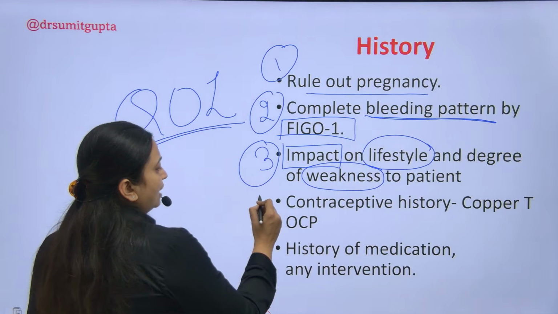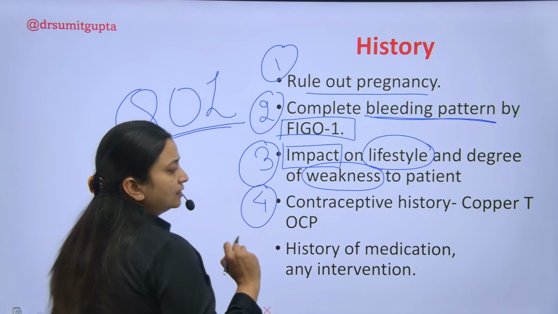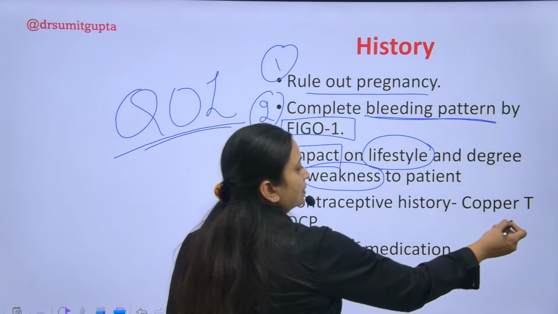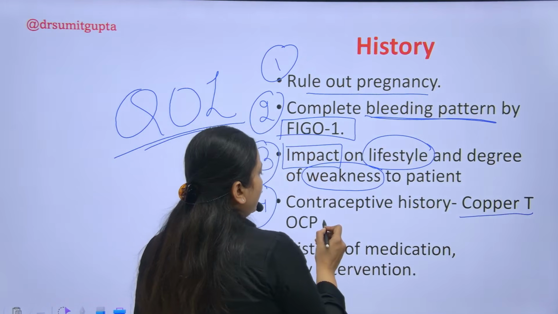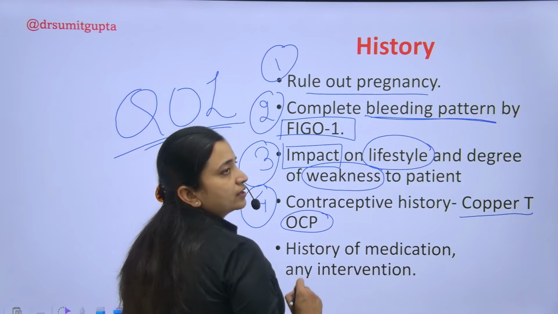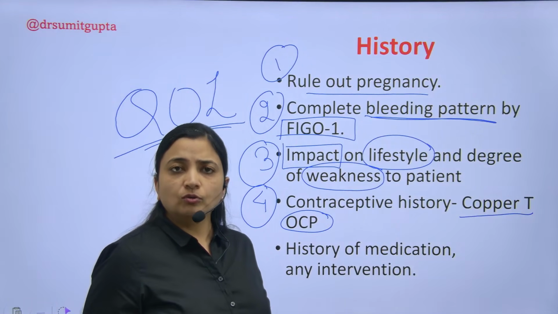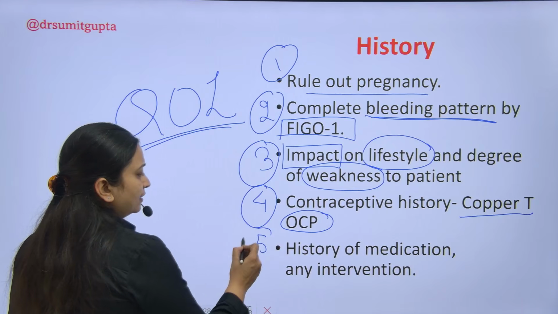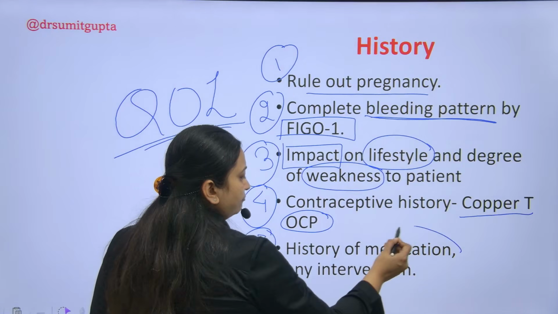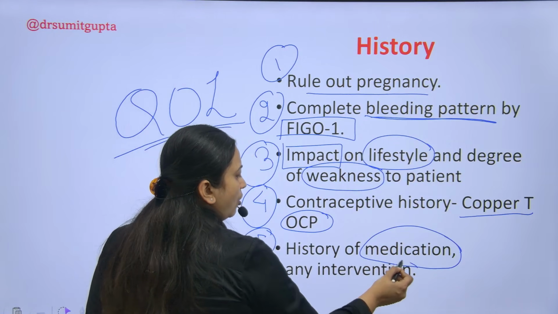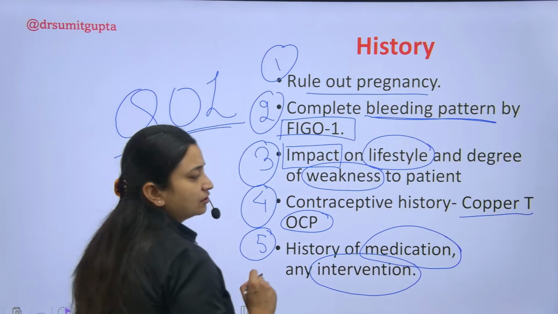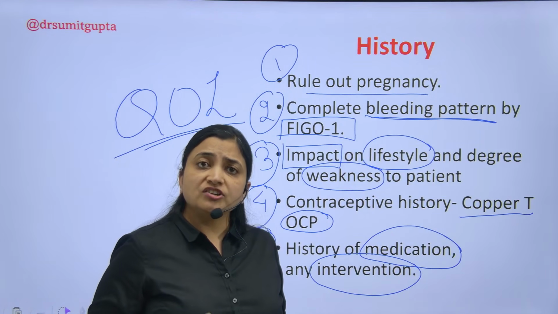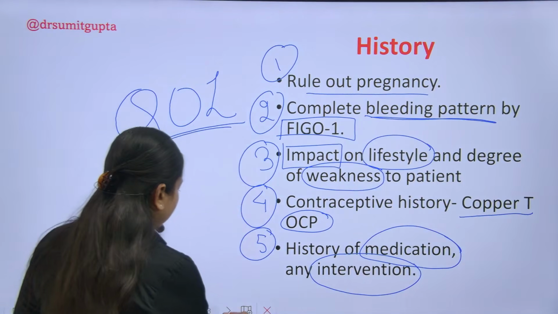Then we ask for a contraceptive history. This is a general gynae history. We always ask. Why? Because placement of copper T and some oral contraceptive pills can lead to AUB. And very important, history of any specific medications or medical interventions, whether she is having some more diseases or problems or she has some treatment history.